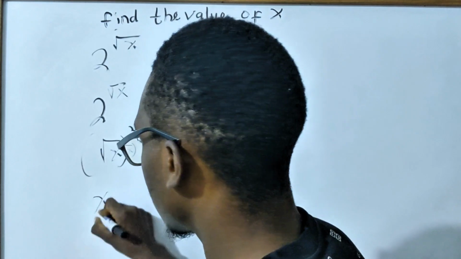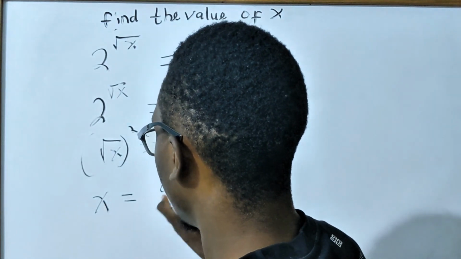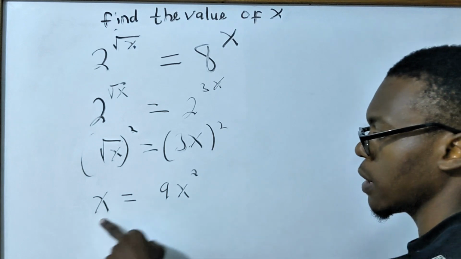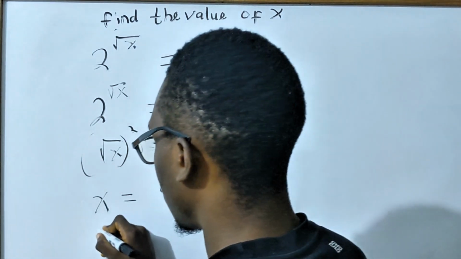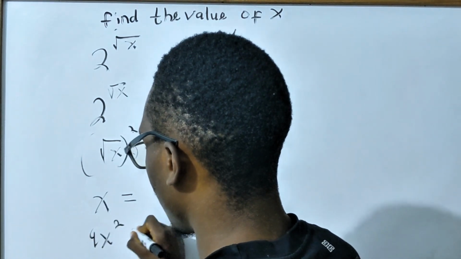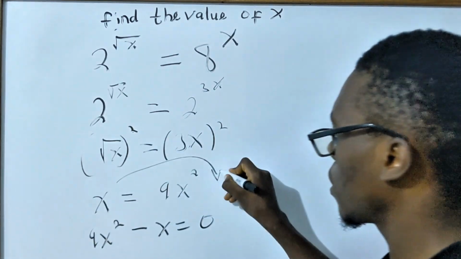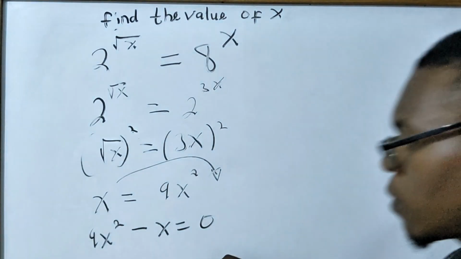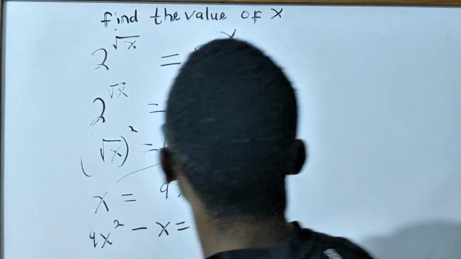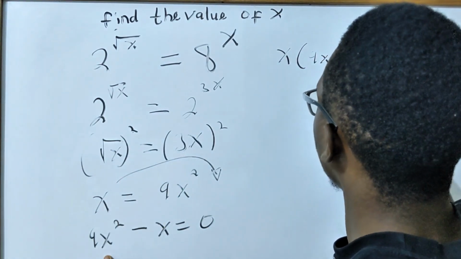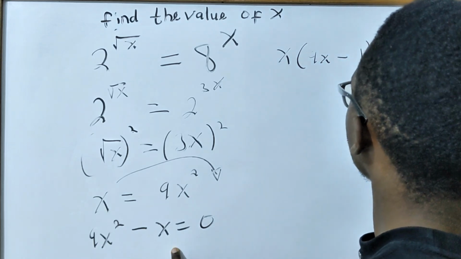Hence, you have x is equal to 9x squared. We can then bring this x on this side to have 9x squared minus x is equal to 0. We brought this on this side. At this point, we can bring out the x, and we have 9x minus 1 is equal to 0.